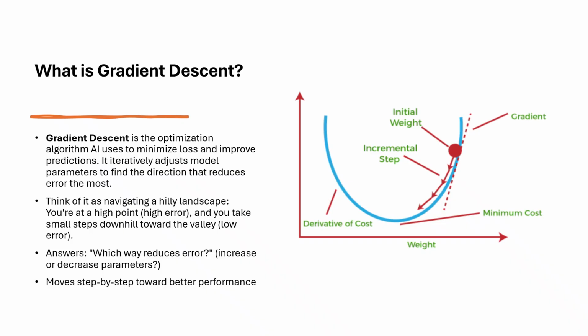What is gradient descent? Gradient descent is the optimization algorithm that AI uses to reduce error and improve predictions. Whenever a model makes a mistake, gradient descent helps answer one simple question: which way should we move to reduce this error? You can imagine it like walking on a hilly landscape. You start at a high point, meaning high error, and your goal is to reach the lowest point where error is minimum. Gradient descent helps the model take small steps downhill, one step at a time.